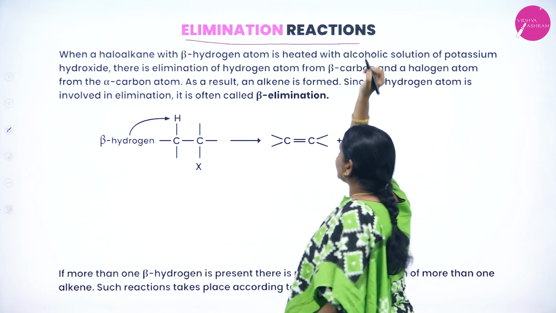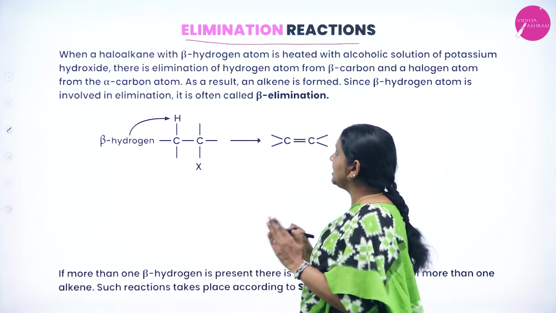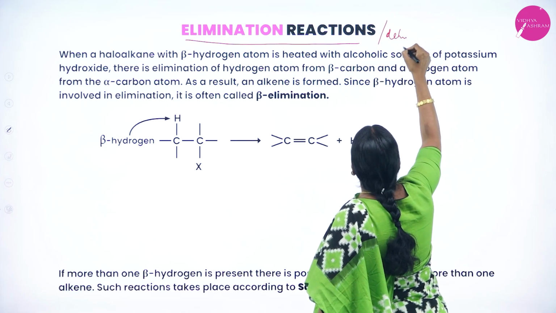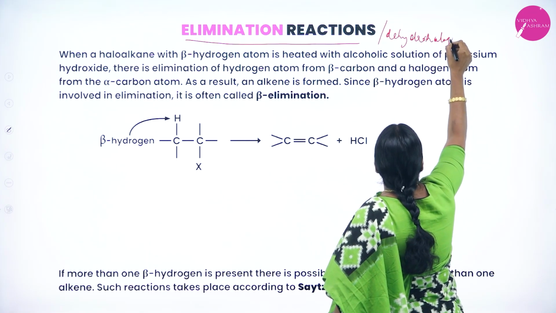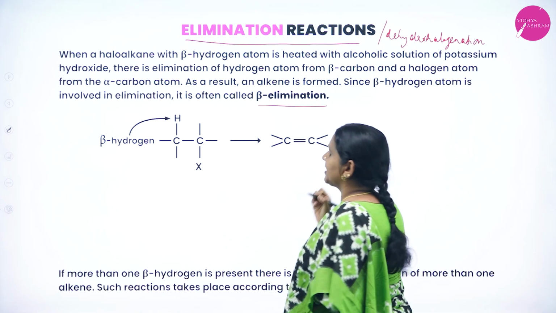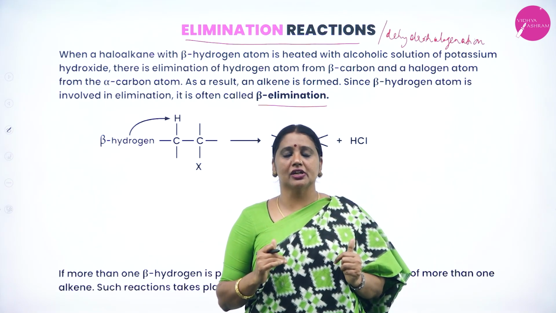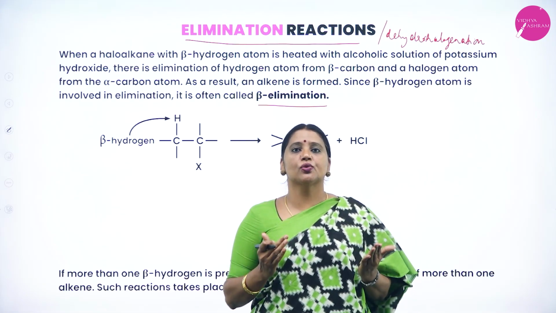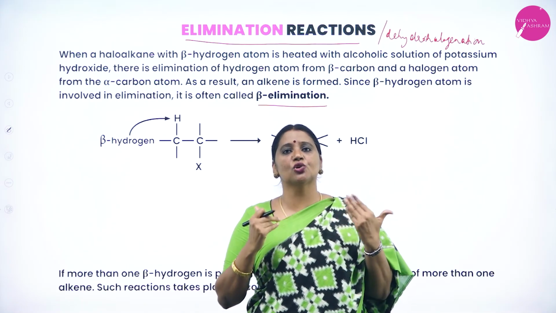The very important reaction that is known as what? Elimination reaction. This elimination reaction is also called dehydrohalogenation, and also it is called beta elimination. Elimination reactions are also known as beta elimination, as well as dehydrohalogenation. Why is it called dehydrohalogenation?